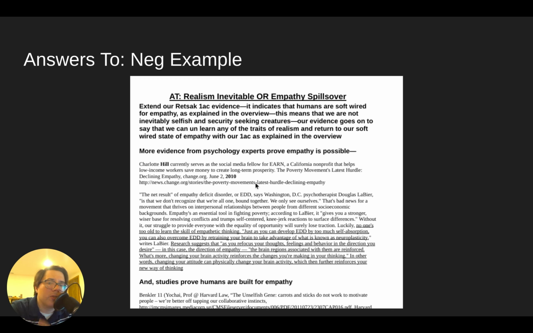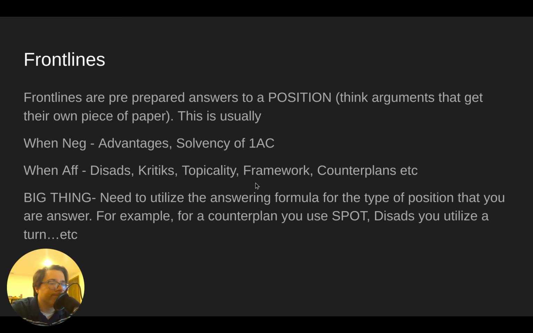Negative, for example, if you're reading a critique and they say realism is inevitable, well, this answers that argument that realism is inevitable. It says, not really. Here's some evidence we've already read that says that it actually is not inevitable. And here's some more evidence that explains why that's true.